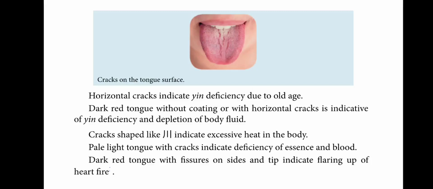Horizontal cracks indicate yin deficiency due to old age. Dark red tongue without coating or with horizontal cracks is indicative of yin deficiency and depletion of body fluid. Cracks shaped like the Chinese character indicate excessive heat in the body. Pale light tongue with cracks indicates deficiency of essence and blood. Dark red tongue with fissures on the sides and tip indicates flaring up of heart fire.